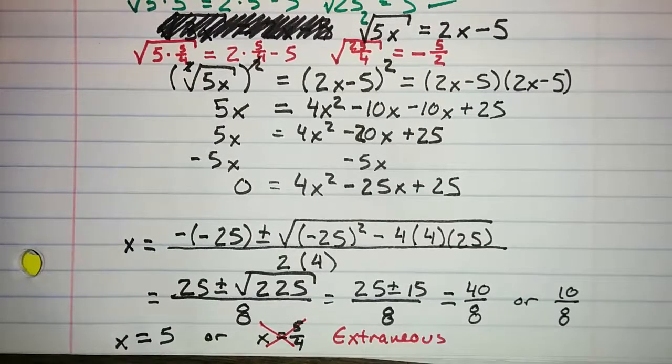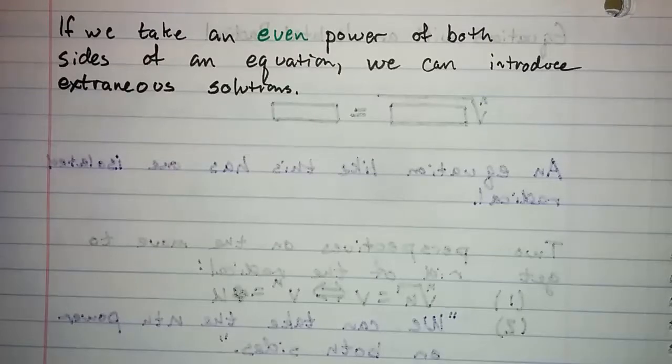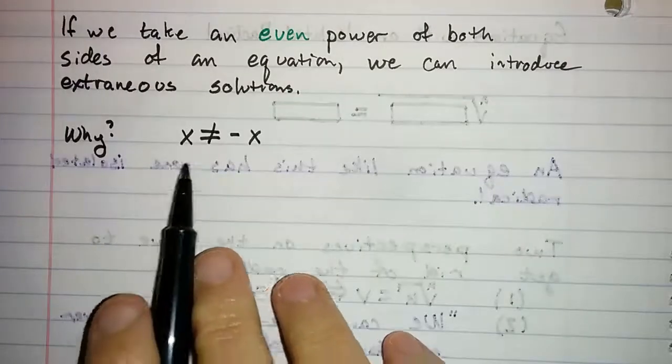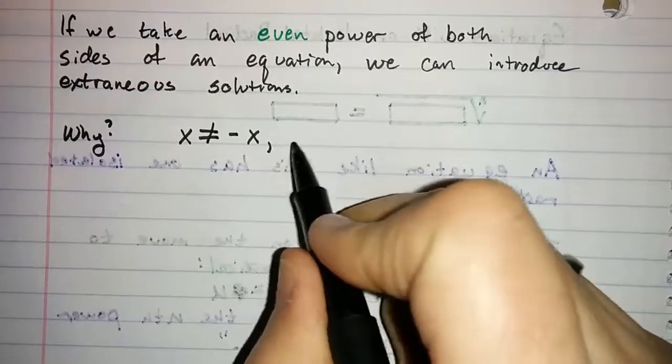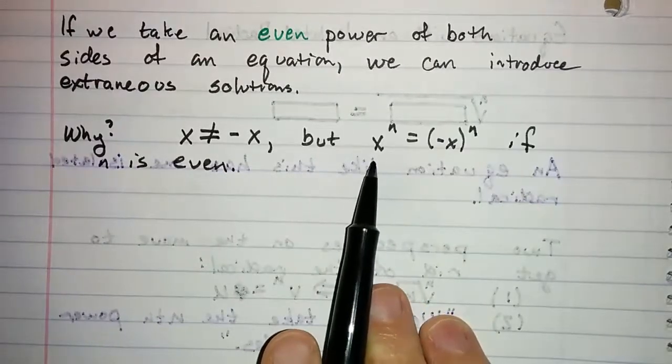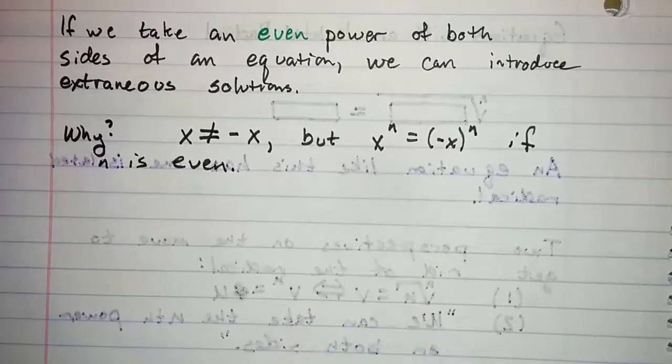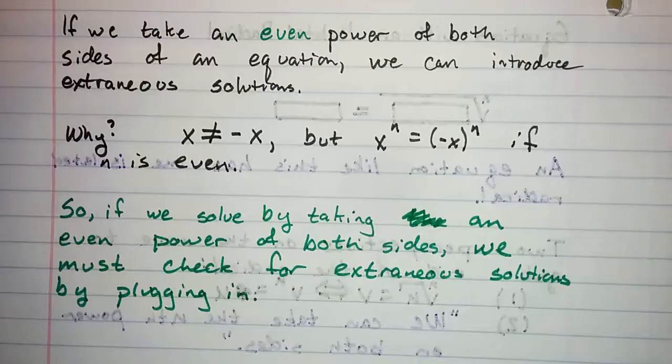We can introduce extraneous solutions when we take powers of both sides. If we take an even power of both sides of an equation, we can introduce extraneous solutions. Why is this? Well, in general, a number is not equal to its opposite. But if n is an even number, the nth power of x is the same as the nth power of its opposite. So if we solve by taking an even power of both sides, we should go back and plug our solutions into our original equation and make sure that it works.